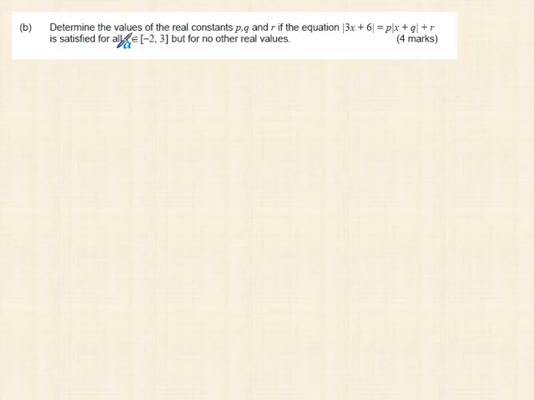We're asked to determine the values of the real constants p, q and r if the equation modulus 3x plus 6 is equal to p modulus x plus q plus r is satisfied for all x between -2 and 3, but no other real values. Let's look at this one first.